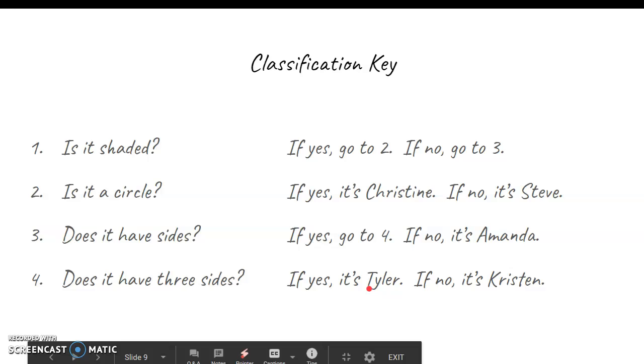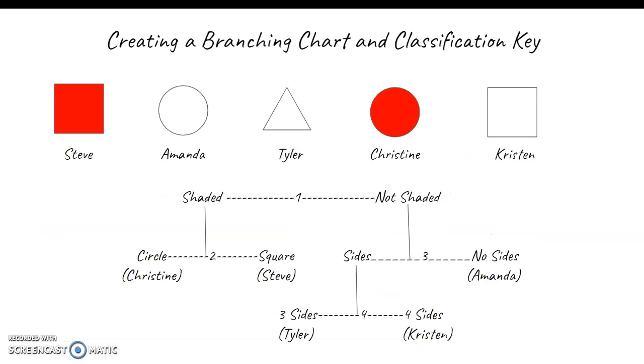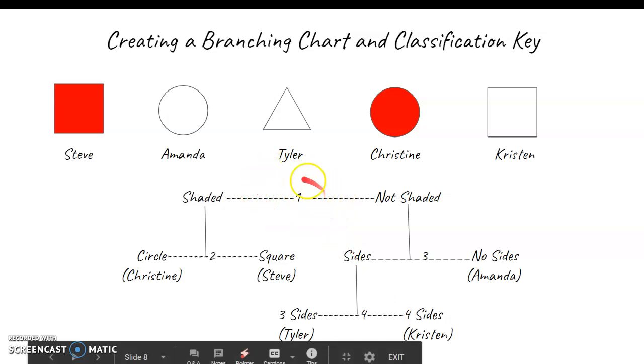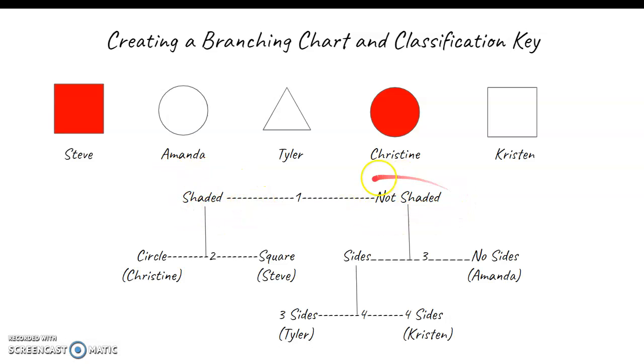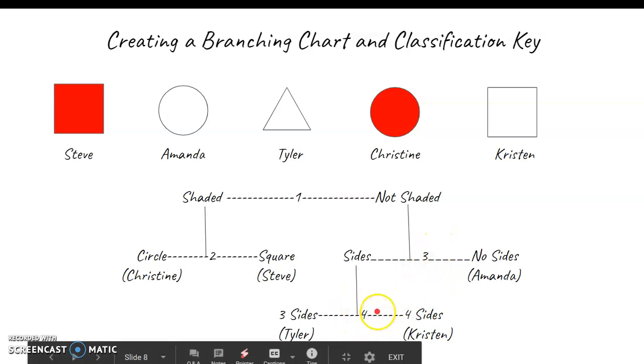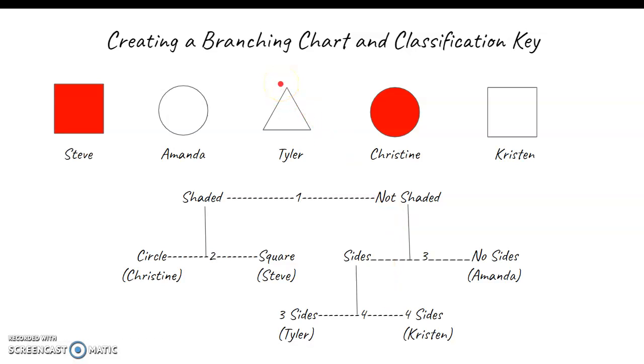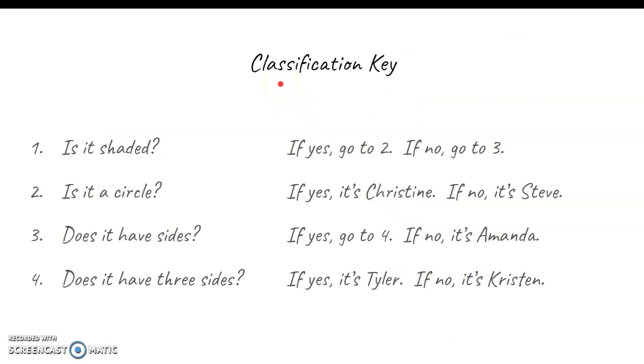So to create a classification key, all you have to do is use your branching chart. Go to where you have a number 1 and write a yes or no question that differentiates this side from this side. For question number 2, just go to the number 2 on your chart and ask a yes or no question that differentiates this from this. Question number 3, here it is. Question number 4, there it is. And that way, eventually, when you're done, you can hand somebody your classification key and they could figure out the name of your particular shape.